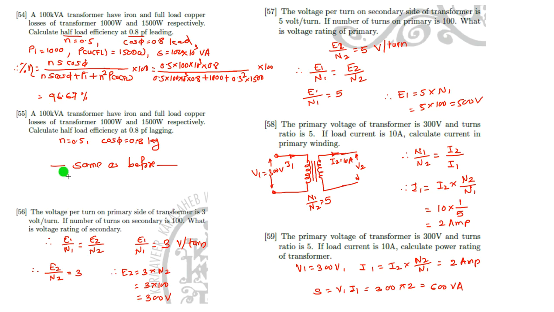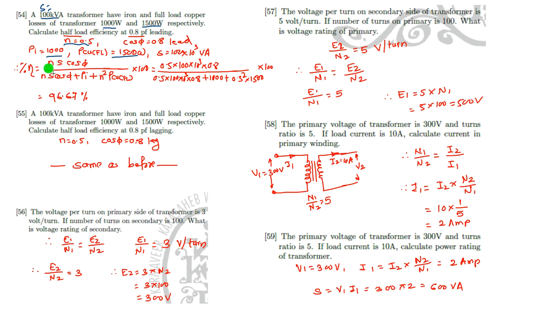In this problem, what is the given data? First read the given data. A 100 kVA transformer has iron and full load copper losses of 1000 watt and 1500 watt respectively. So iron losses are 1000 and full load copper losses are 1500, and the rating of the transformer is S equal to 100 kVA. Calculate the efficiency at half load condition. Half load means N is equal to 0.5 and power factor is equal to 0.8 leading.